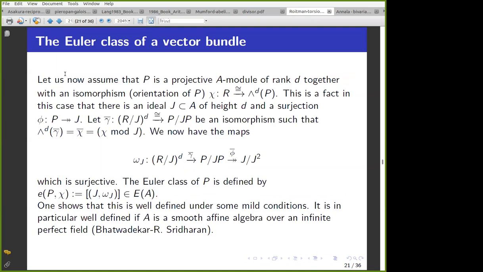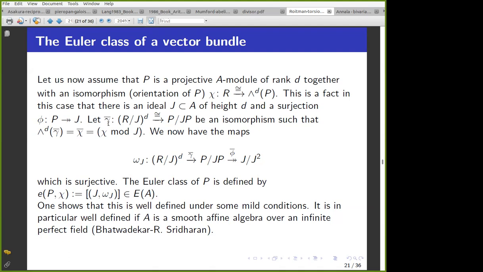So you can imagine the Euler classes in, like, topological real vector bundles. Now the Euler class of a vector bundle: let's assume that P is a projective A module of rank d together with an isomorphism chi from A to the top exterior power, the determinant of P. I am assuming the determinant of P is trivial. You don't need to do that, but let's assume that. You have to modify the Euler class group, and associate one line bundle to it, but let's just assume this. So this is a fact in this case that there is an ideal J of height d and a surjection P to J. This is some kind of moving lemma. You can always do that.